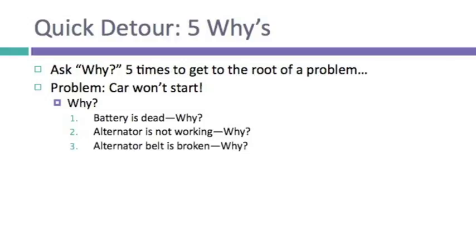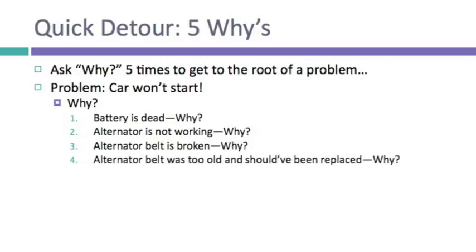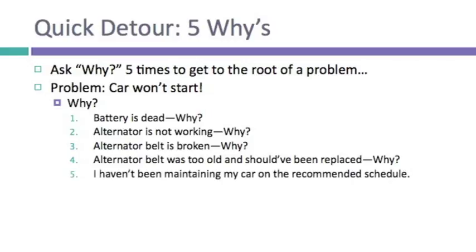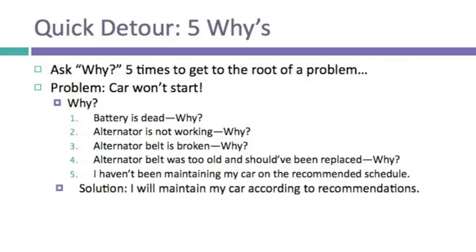Why? You find that your alternator belt is broken. Why? It appears that the belt was old and should have been replaced. Why? You haven't been following the recommended maintenance schedule. The solution is that you should maintain your car according to recommendations. So the fact that the car won't start stems from the root cause that the car isn't being maintained properly. See all those steps in between? That's a root cause analysis using the 5 whys method.